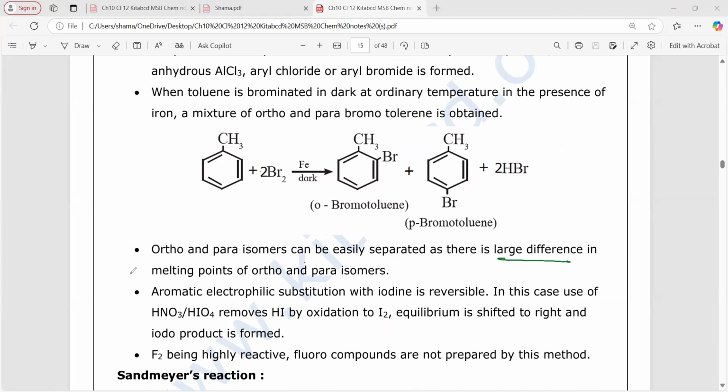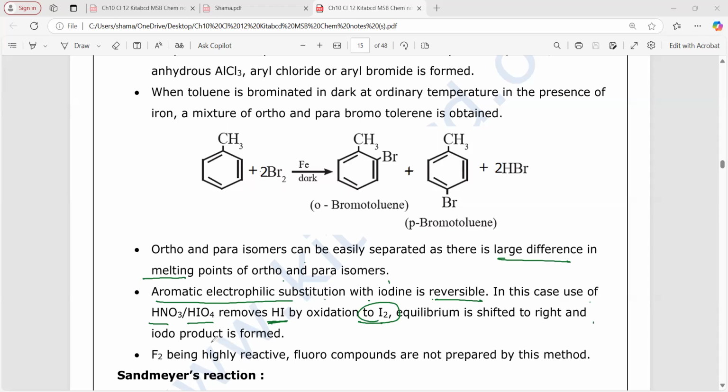The ortho and para isomers can be easily separated as there is a large difference in their melting points. They can be separated by distillation or the fractional distillation technique. Aromatic electrophilic substitution with iodine is reversible and hence we do not opt for it. In this case, use of HNO3 and HIO4 removes HI by oxidation of I2.